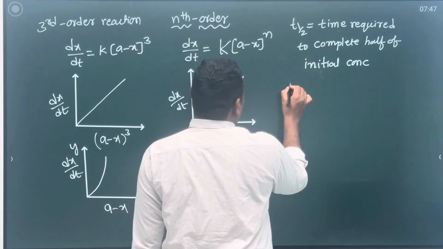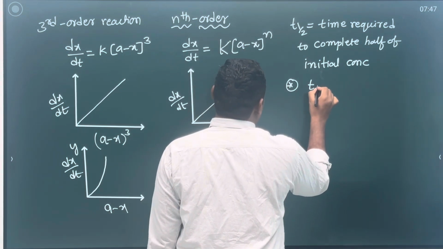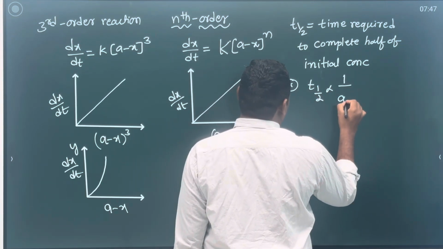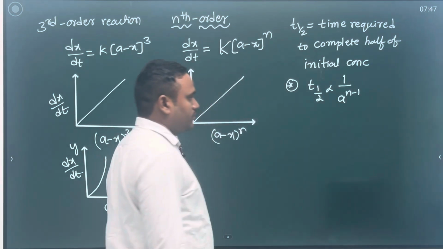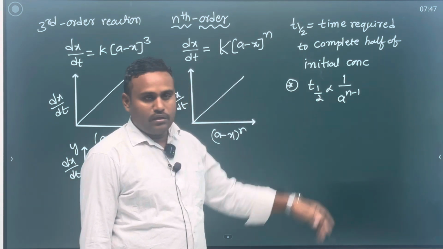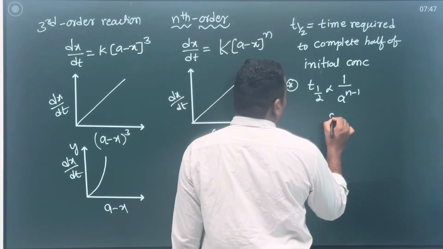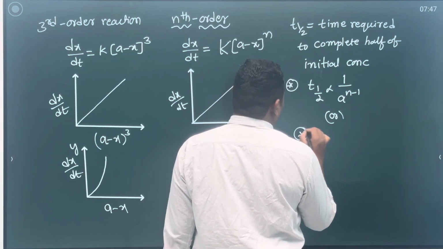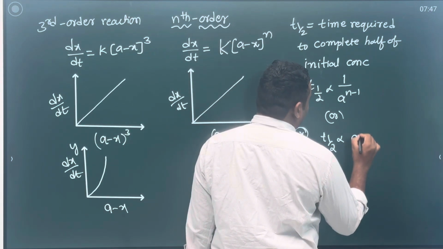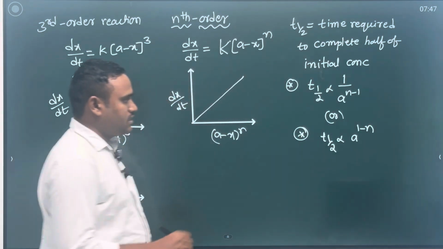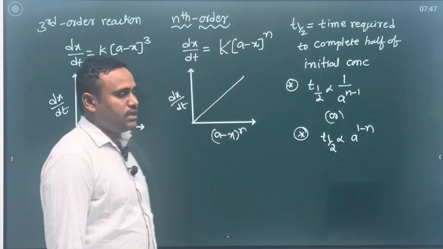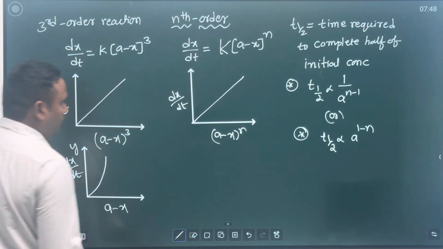So now we are going to draw the graphs between t half versus initial concentration. We know this is the relation between t half and initial concentration: t half is proportional to 1 by a power n minus 1, or t half for any reaction is proportional to a power 1 minus n. This is the relation we know already. So how are we going to get these graphs, children?